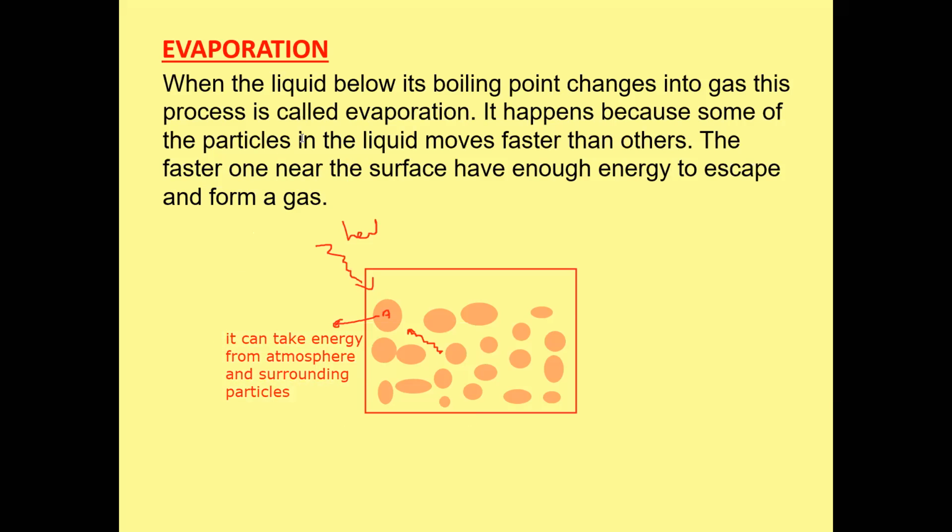So the molecule at the surface, why specifically the molecule at the surface? Because this molecule is exposed to the surrounding, the atmosphere, and there are other molecules nearby. So this molecule has a greater chance to absorb energy. Other molecules can also absorb energy, but the molecule at the surface has a greater tendency to absorb energy because it can take energy from the surrounding as well as from the neighbors.